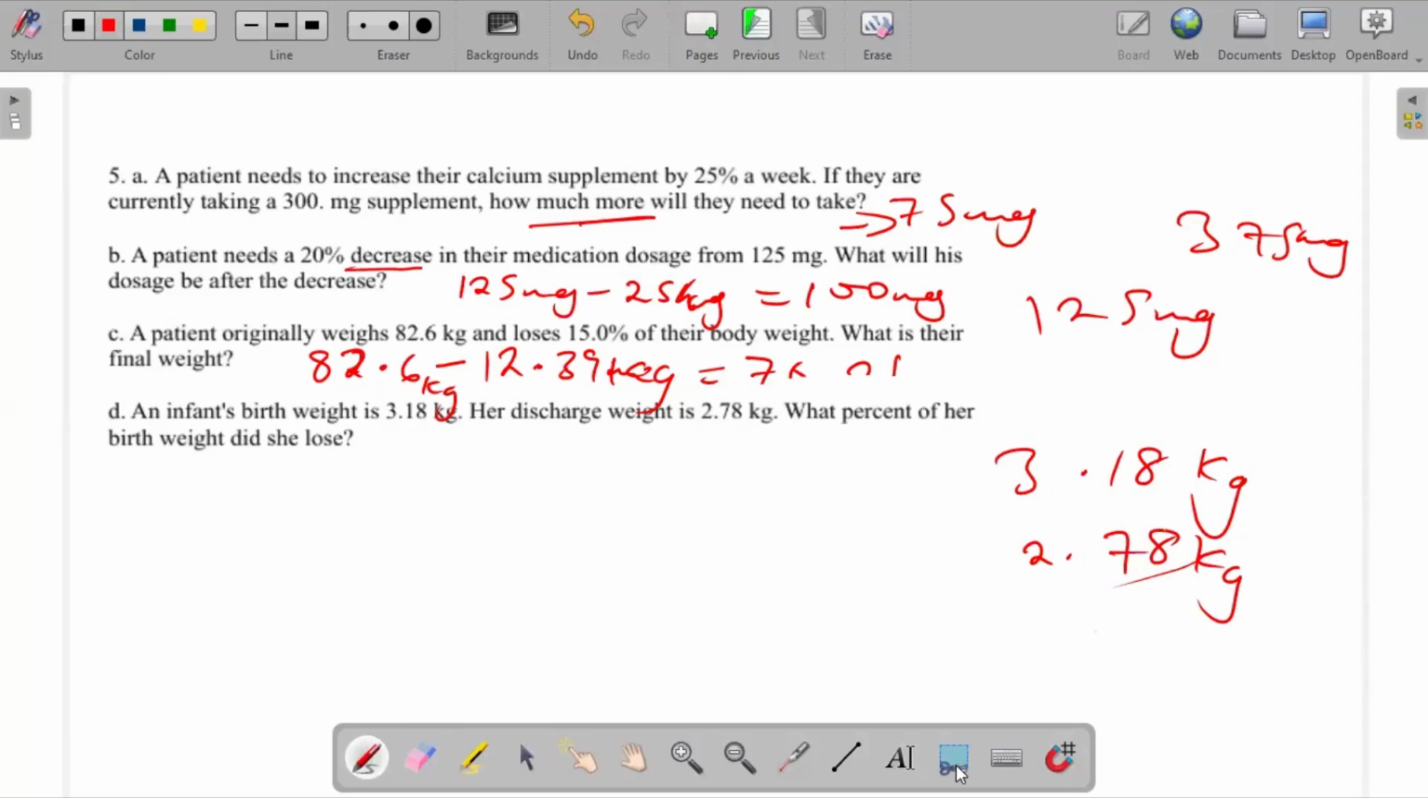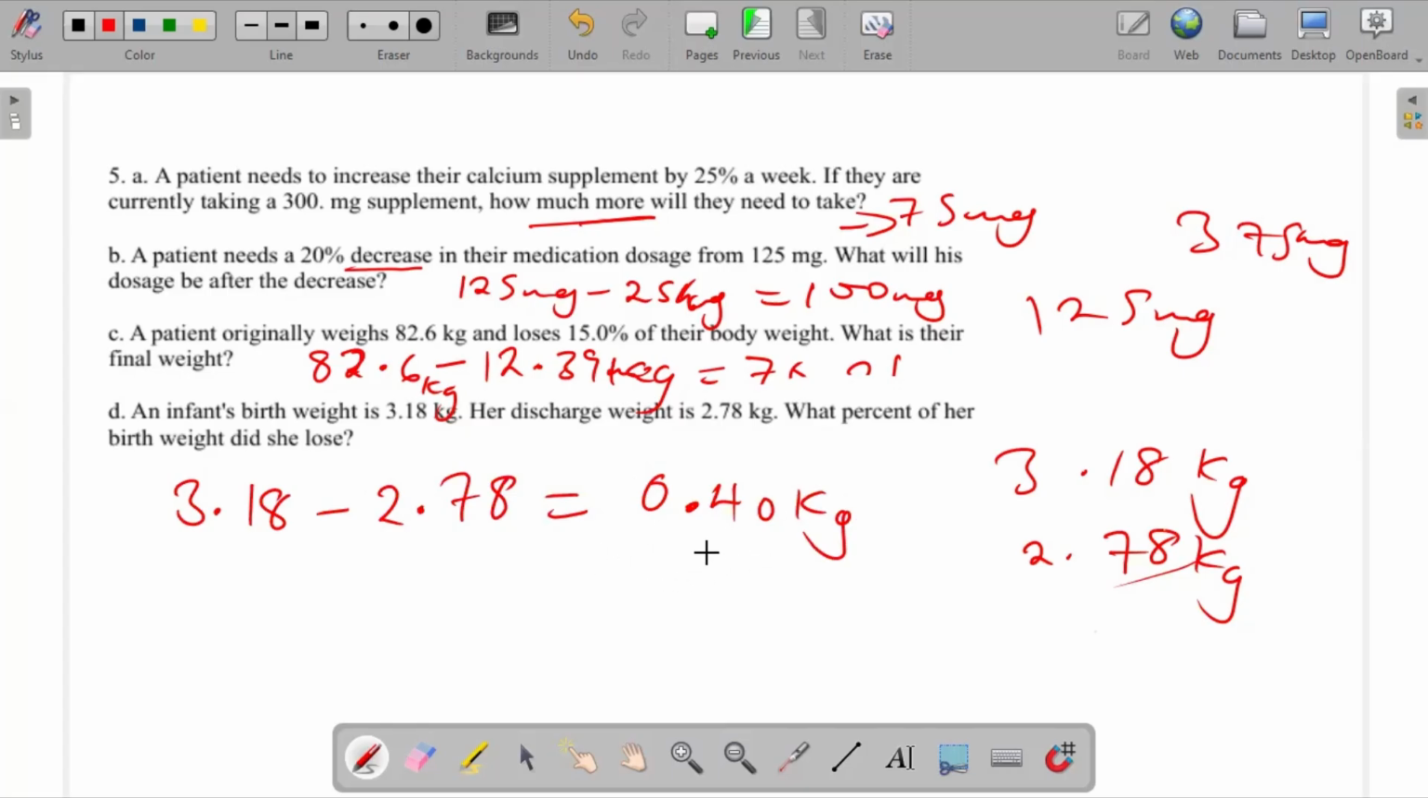We subtract. The first thing you want to know is the weight difference. So we get 3.18 minus 2.78. What is the weight difference there? 0.4. Okay, 0.40 kg, right? So this is the weight difference.